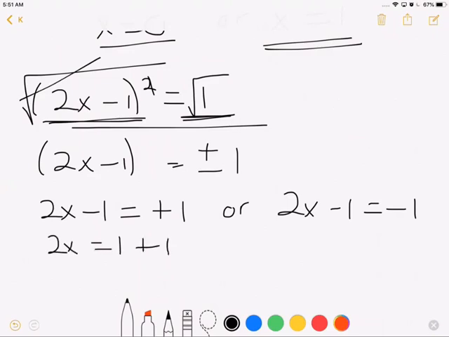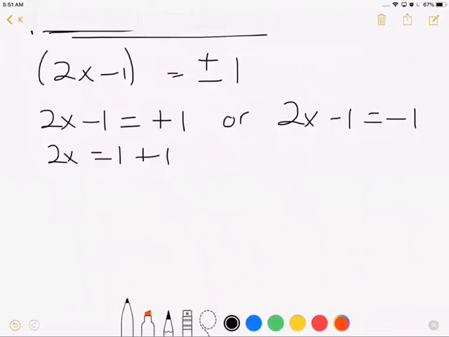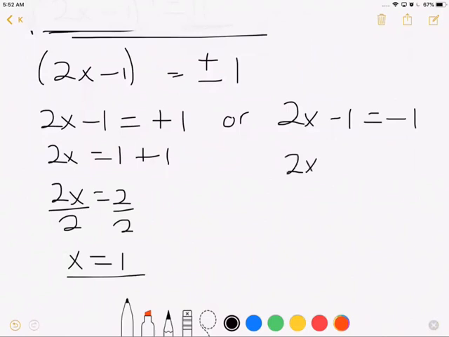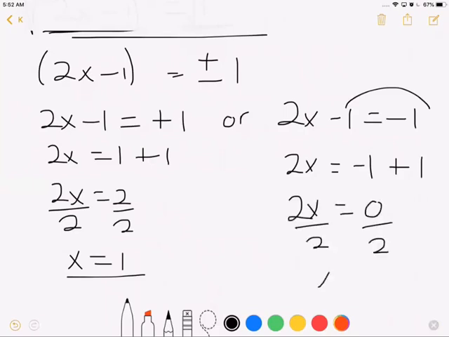Because if we take minus 1 to the other side, it becomes a plus, which is 2x = 2. Dividing by 2, therefore x = 1. Or 2x = −1 + 1, because if we take minus 1 to the other side, it becomes a plus 1. Therefore 2x = 0. Dividing by 2, x = 0.